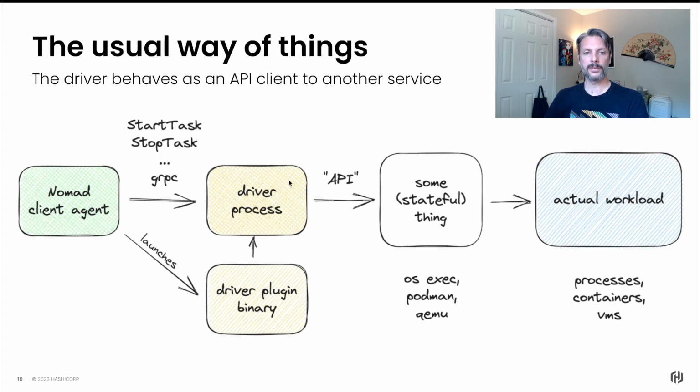And the driver process speaks over, I put API in quotes here because API usually makes you think of like a REST API, but very much not necessarily so here, although it can be. It might just be a command on the operating system. Hey, please run this command for me. It could be speaking over a Unix socket, maybe to Podman or Docker to run a Docker container. It could be asking QEMU to spin up a VM for us. And then that thing does the heavy lifting, which produces an actual workload over here on the other side, which is the thing that we really care about.